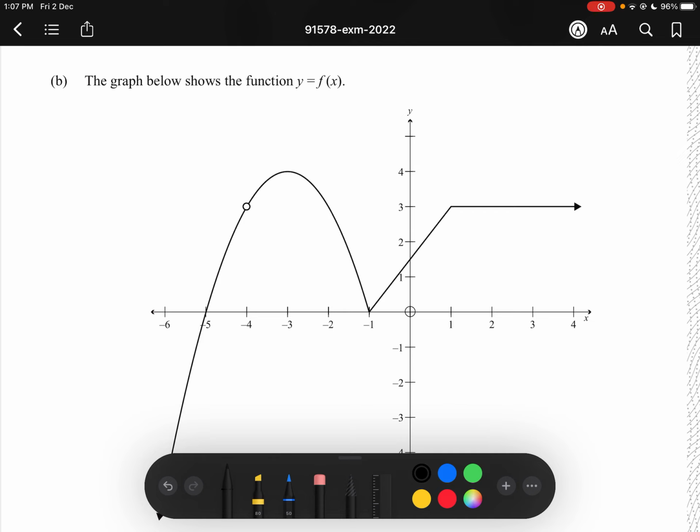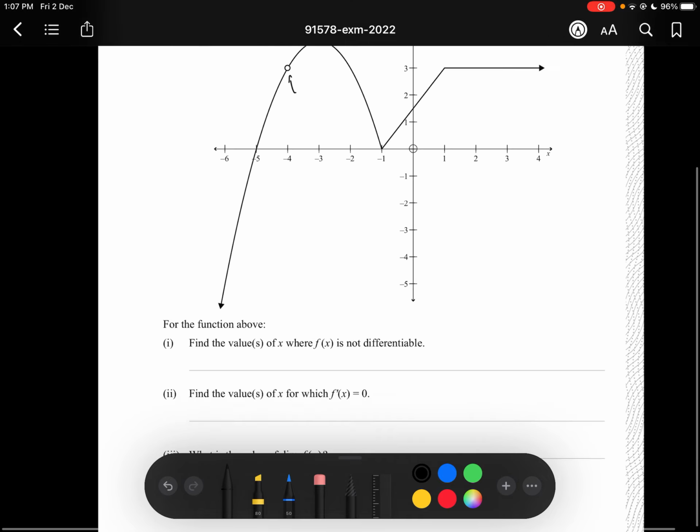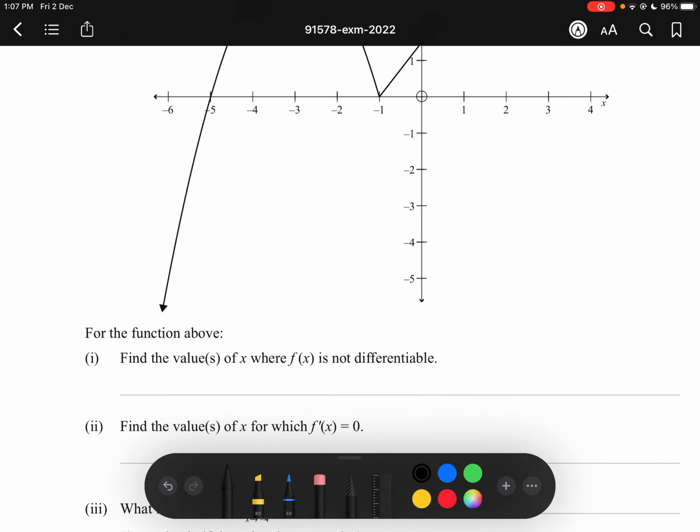Okay, so that's this point here. That's definitely not differentiable. I see another problematic point at x equals -1. That's going to be a very sharp point there, so that's not going to be differentiable. And I'm going to see another sharp point at x equals 1. That's also not going to be differentiable because the graph is not smooth. Alright, so the values of x where it is not differentiable, I'm going to write x equals -4, x equals plus or minus 1.